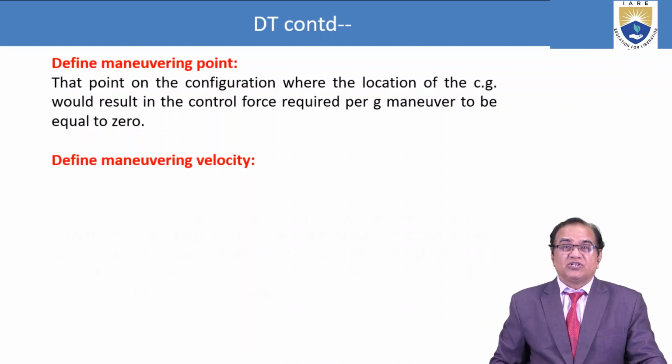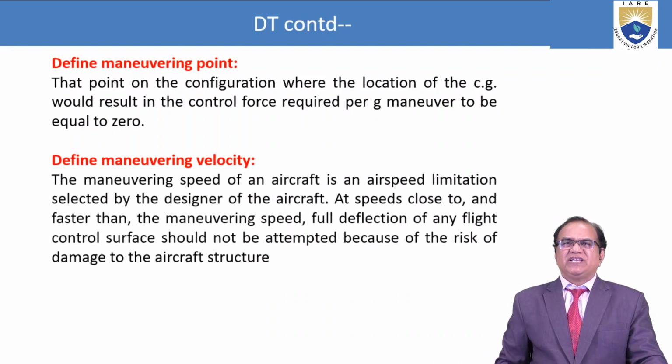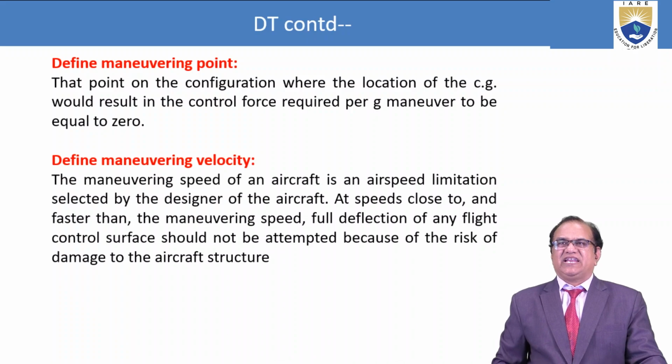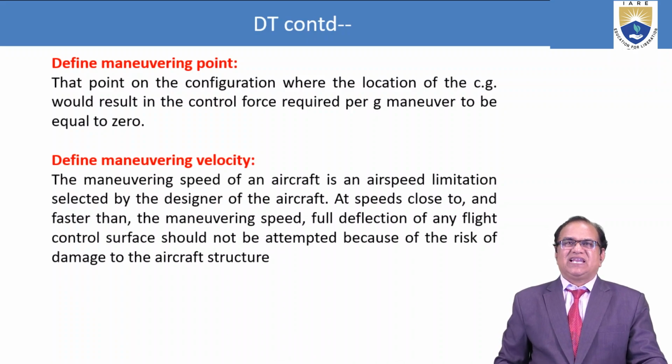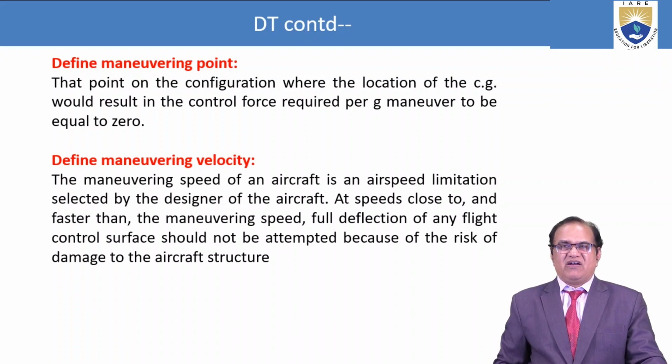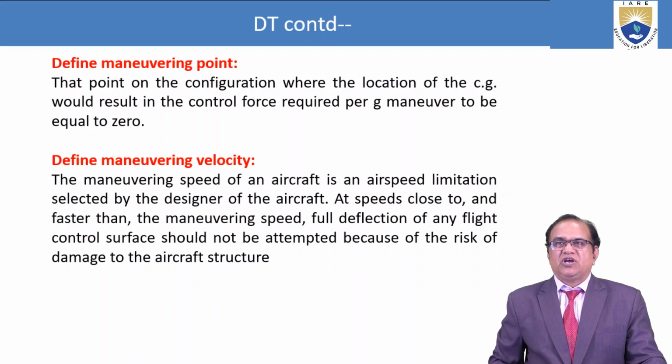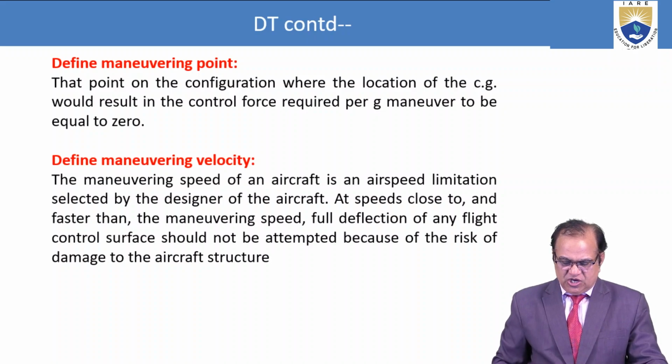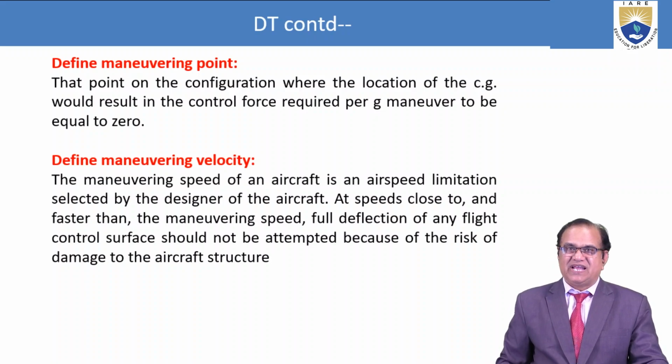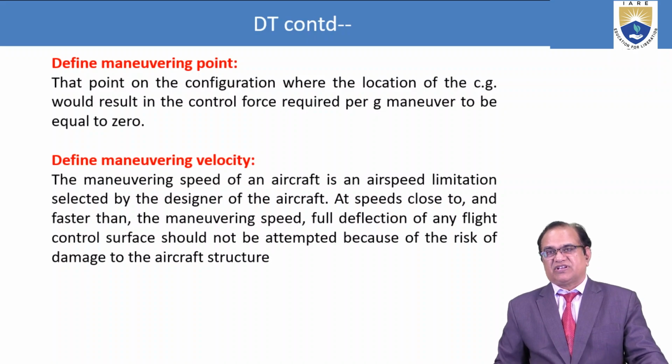Define maneuver velocity. The maneuvering speed of an aircraft is an airspeed limitation selected by the designer of the aircraft. At speeds close to and faster than the maneuvering speed, full deflection of any flight control surface should not be attempted because of the risk of damage to the aircraft structure.